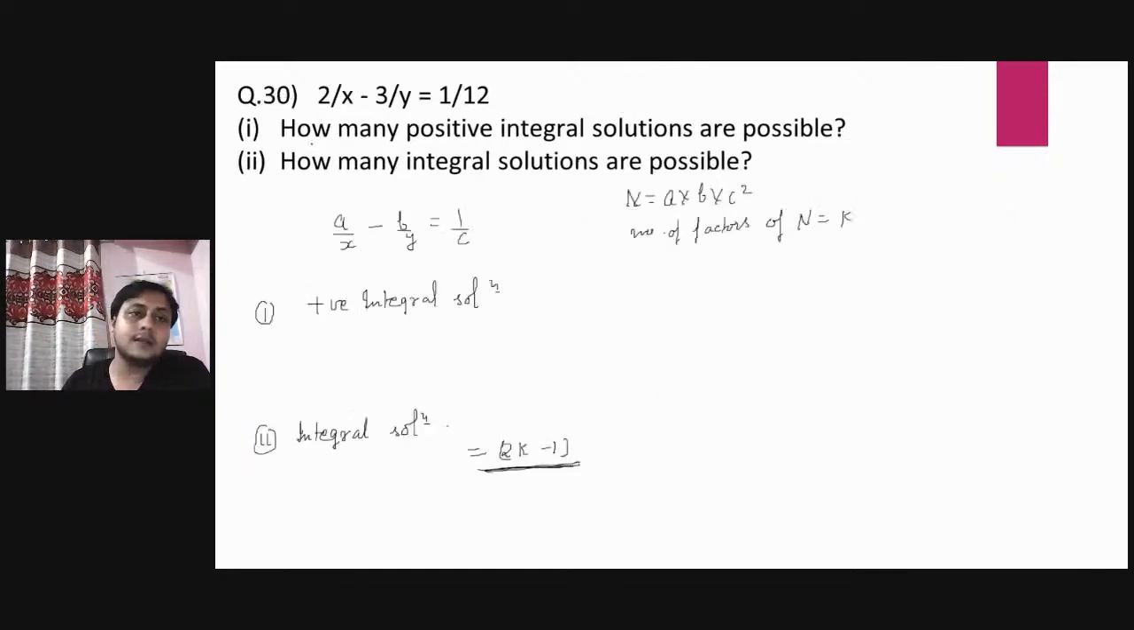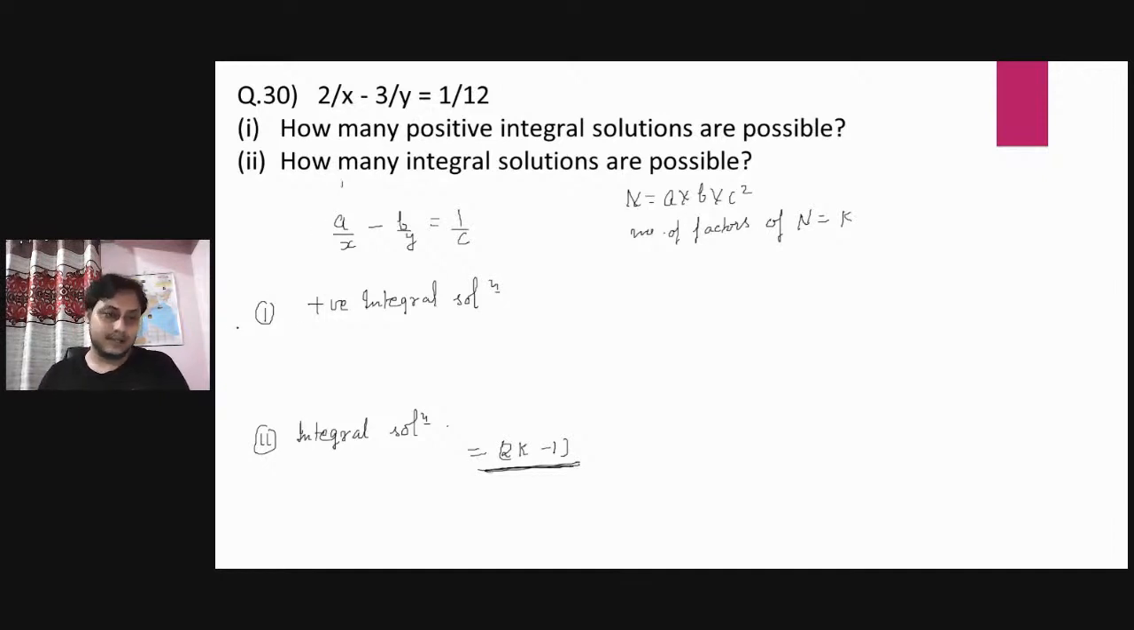So if this is like 2 by x minus 3 by y equals 1 by 12, the number of integral solutions, again same formula, that is 2k minus 1. Here k is the number of factors of this number. So positive or negative, there is no change in the number of integral solutions. Obviously, if the numerical value changes, the question becomes different, right.